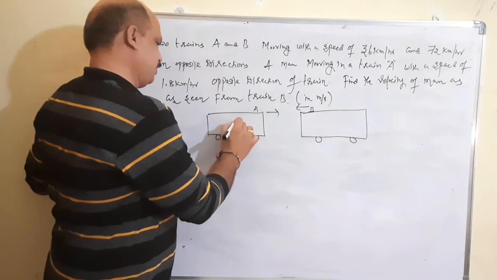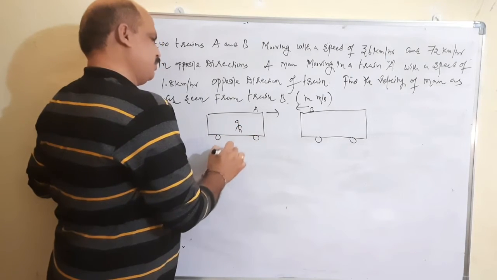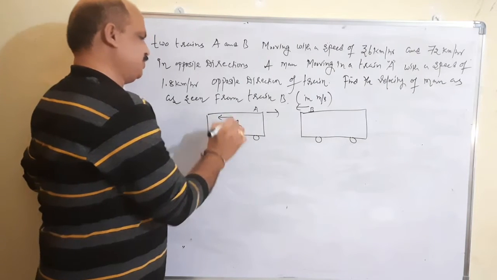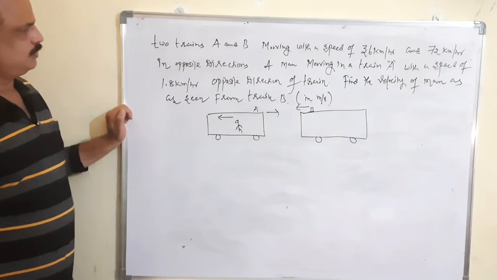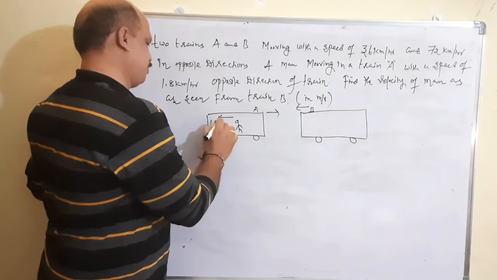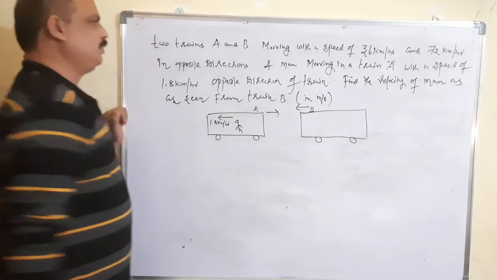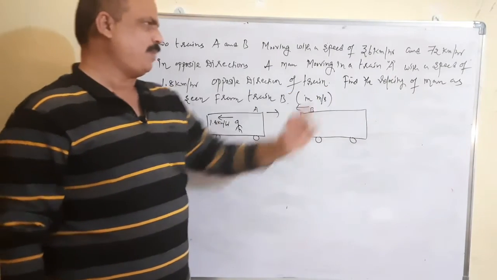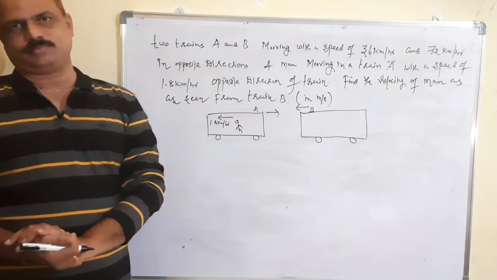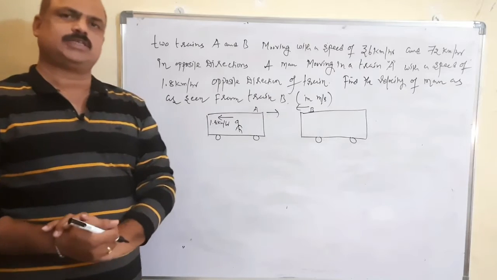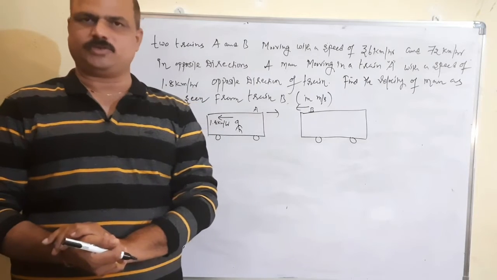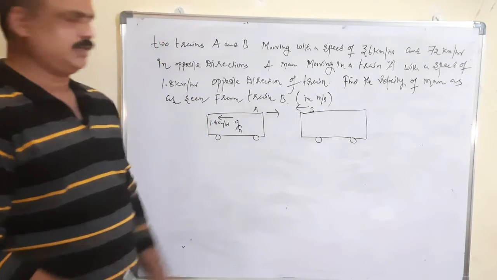That means a man in train A is moving opposite to the direction of train A along this direction. With what speed here? 1.8 km per hour. Find the velocity of man as seen from train B. That means velocity of man with respect to B. We have to find out that.